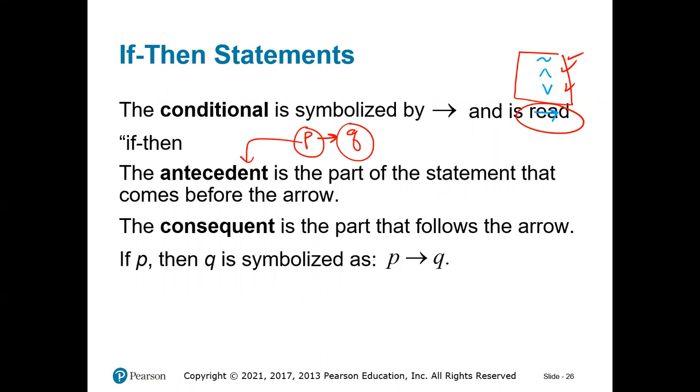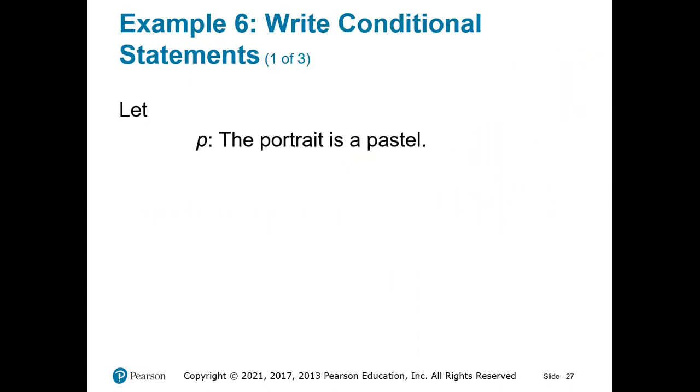So when you say if P then Q, you symbolize it by P arrow Q. Here's an example. Suppose we have these two simple statements. P: the portrait is a pastel. Q: the portrait is by Beth Anderson. By the way, when you read statements, you don't have to understand art. You just have two statements, and that's all you care about.